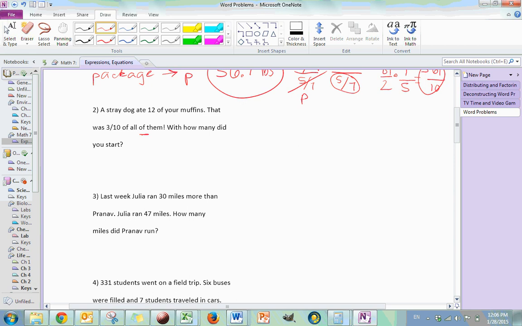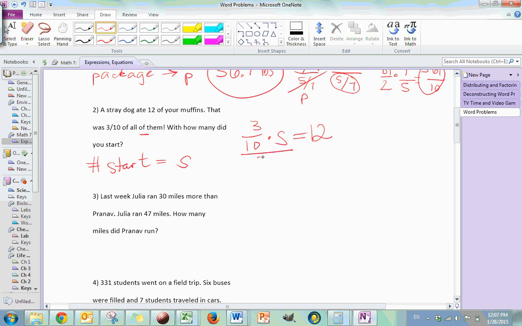So first let's figure out what our unknown was. With how many did you start? Well, that's a good variable, the number when you started, and let's call that S. That's the amount you started with. So 3/10 of them, that means S is getting multiplied by 3/10. And that equals 12. So 3/10 of S, the number you started with, was 12.